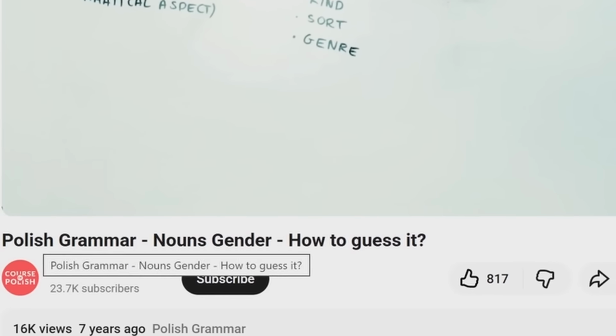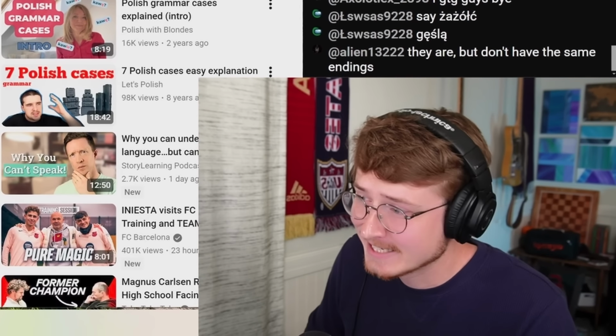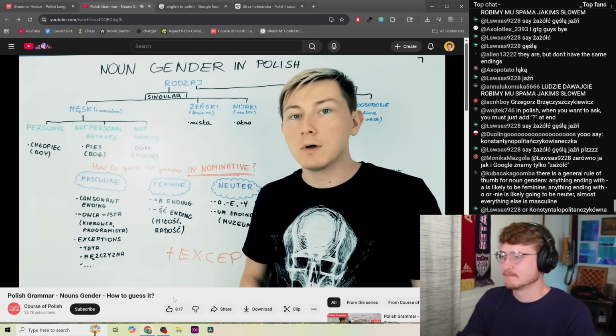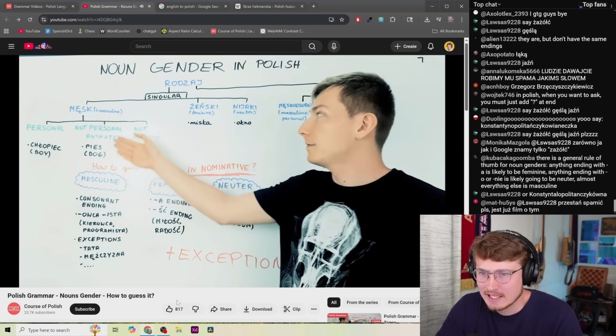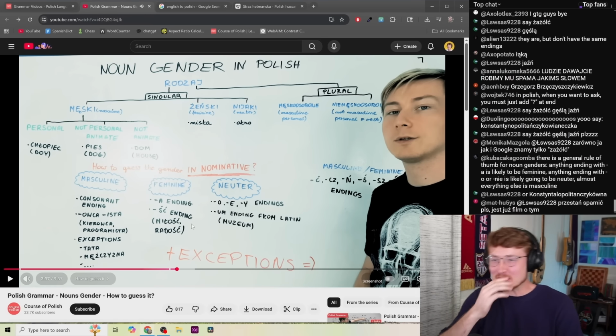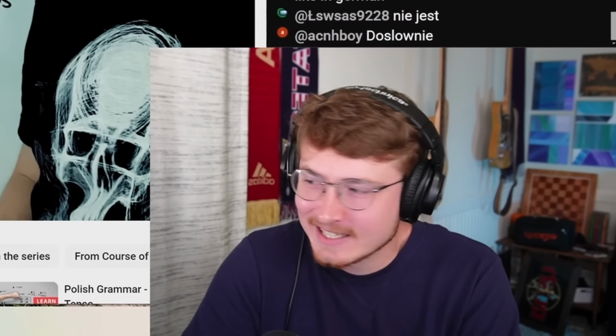First up, Polish grammar, nouns, gender, how to guess it. Gotta start somewhere. All right, here we go. To guess the gender, firstly we have to know what genders we have in the Polish language. For that, I've prepared this. To simply know if a word is masculine, feminine, or neuter, you need a giant chart. You gotta love it.